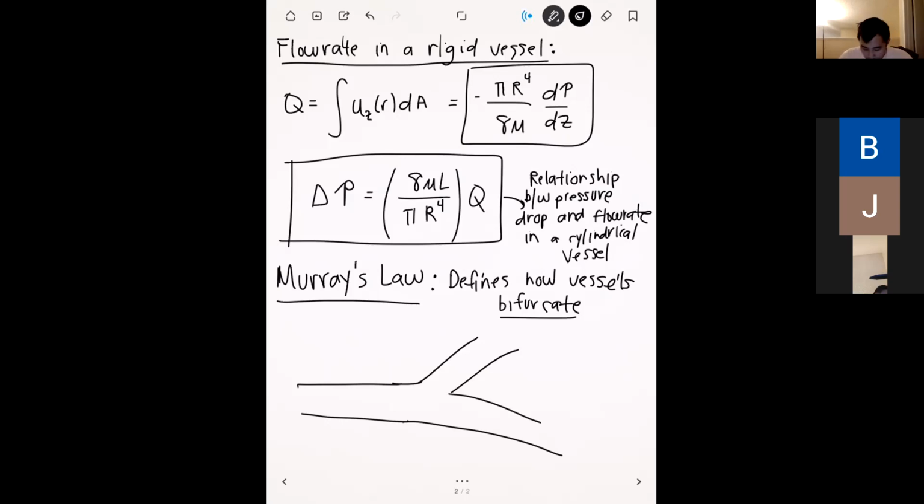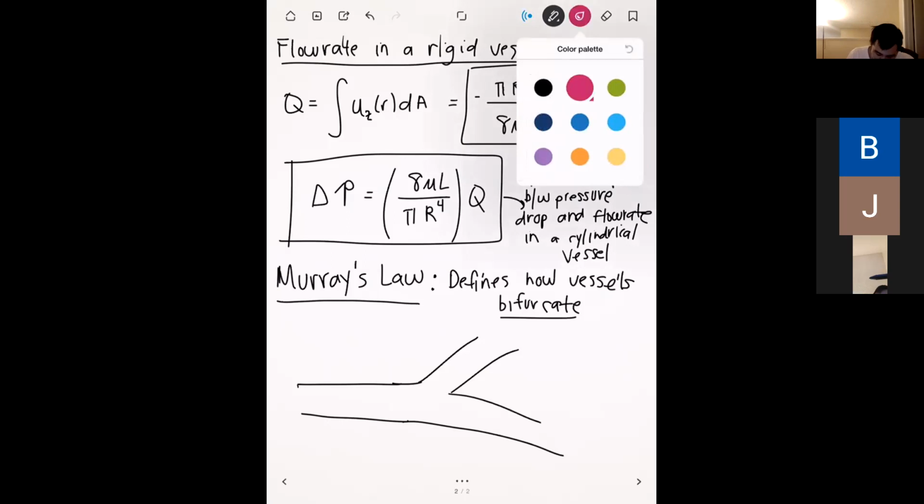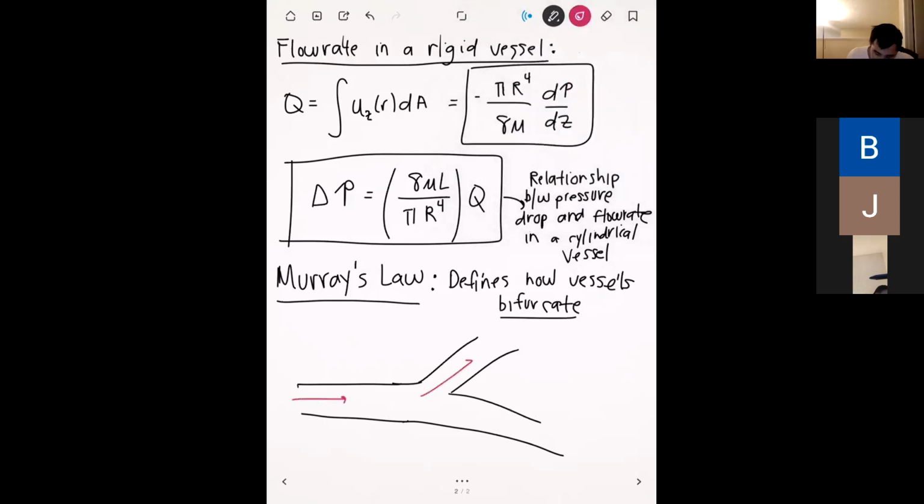Let me go ahead and define some properties here. Because it's a biological thing, we use biological terms. If we assume the flow is coming in from left to right, and it splits off, we're going to call this artery on the left the parent artery. And the two that split off, we'll call the daughter vessels.